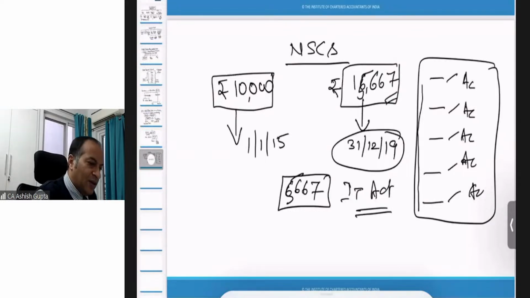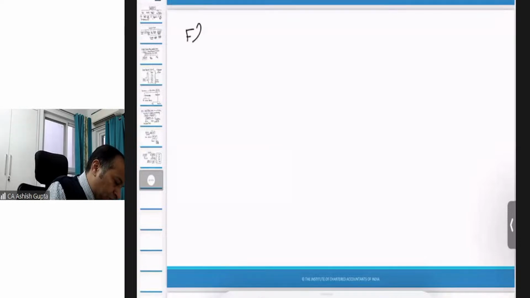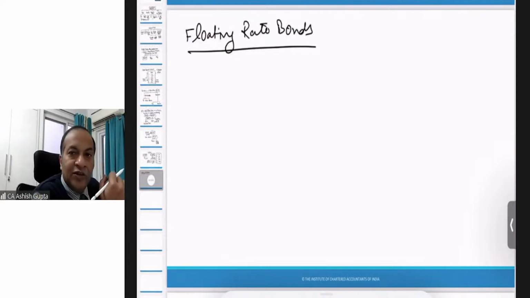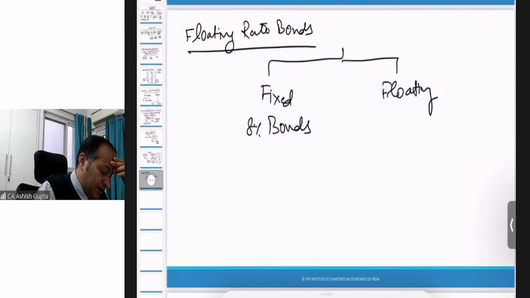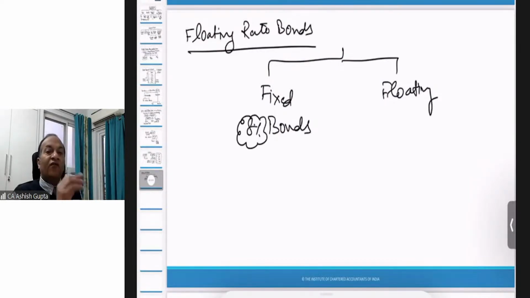Okay, students. Now I'm coming to the next corporate bond we have to discuss: the floating rate bond. Students, there are two types of rate of interest. One is fixed, another is floating. Now if I say a company has issued 8% bonds, this means this 8% is fixed. It shall remain fixed. They say 8% bonds of 6 year duration.